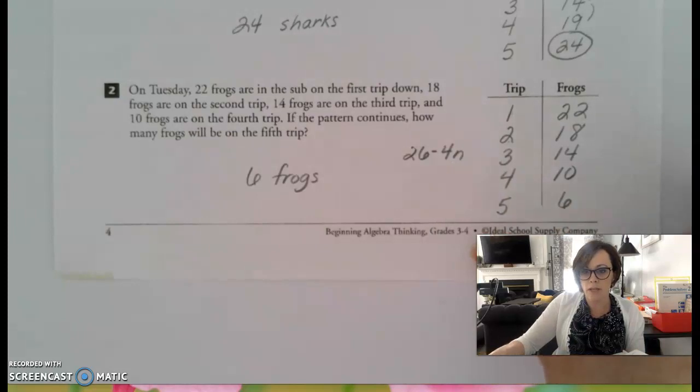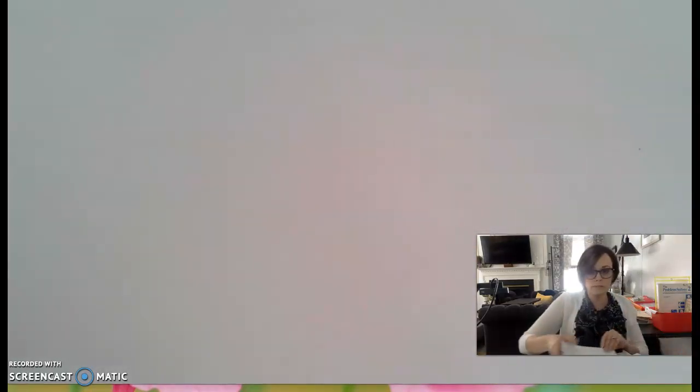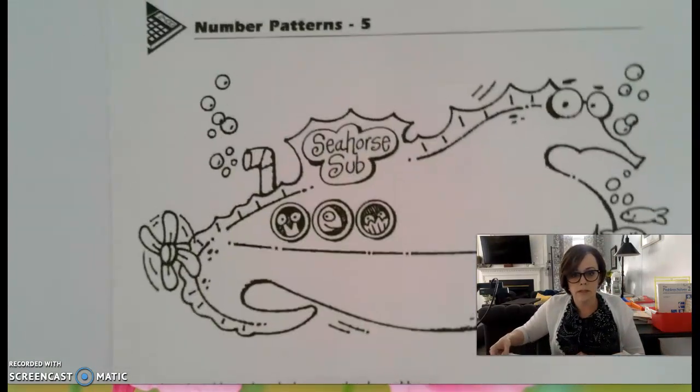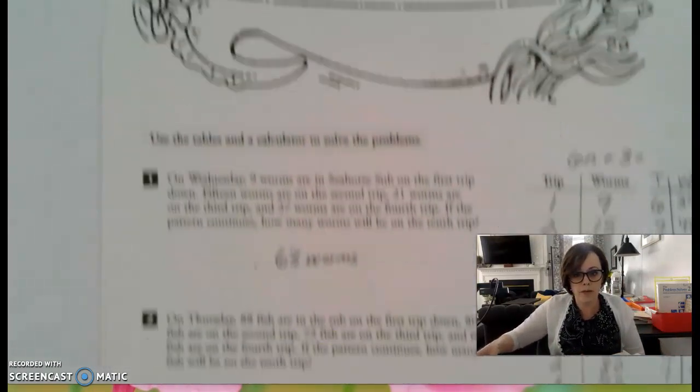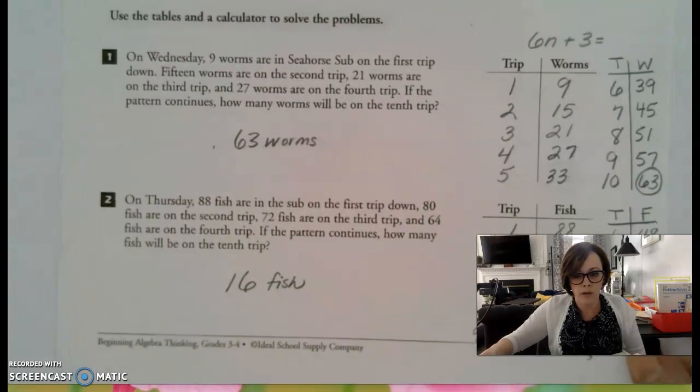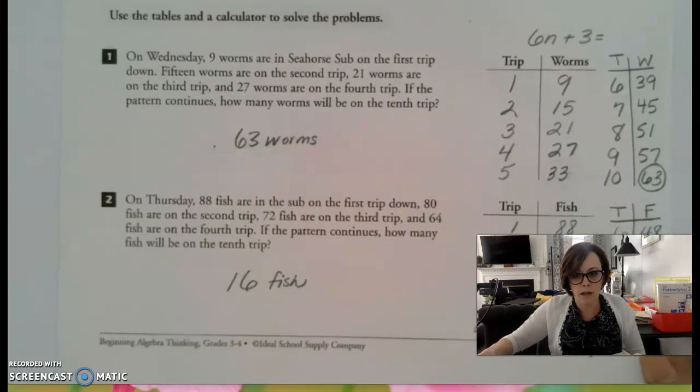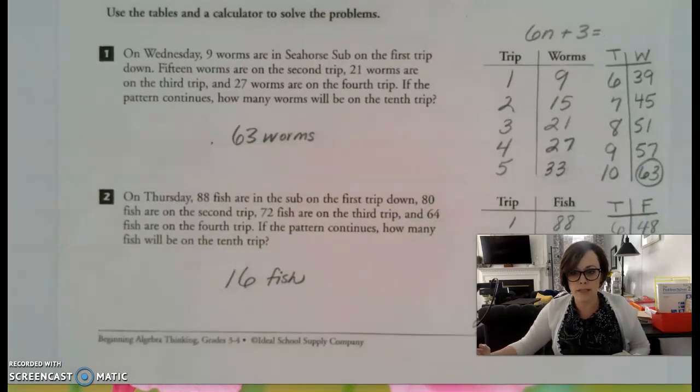Okay, let's go ahead and look at our set number 5. Set number 5, number patterns. Again, my writing is off to the right-hand side.